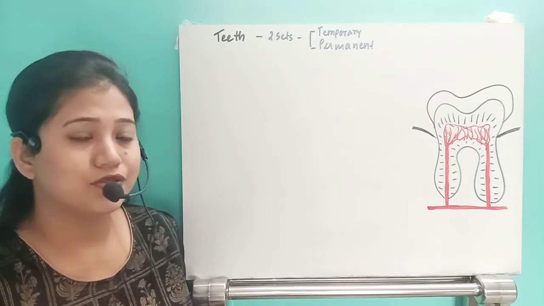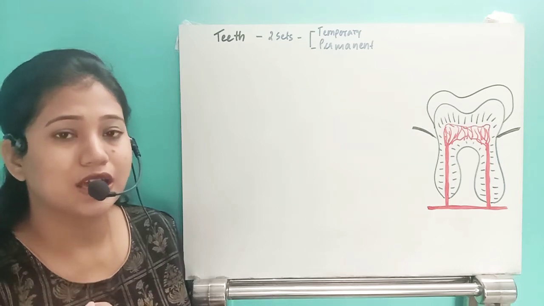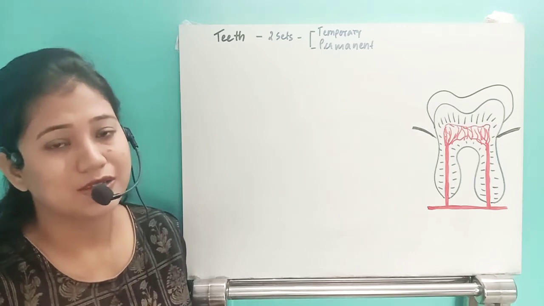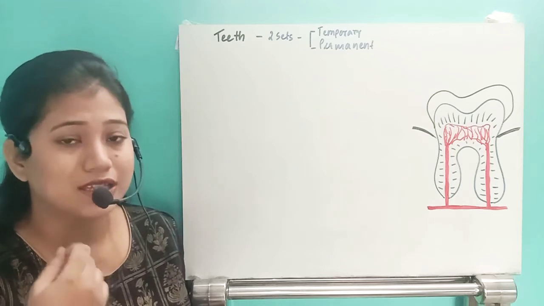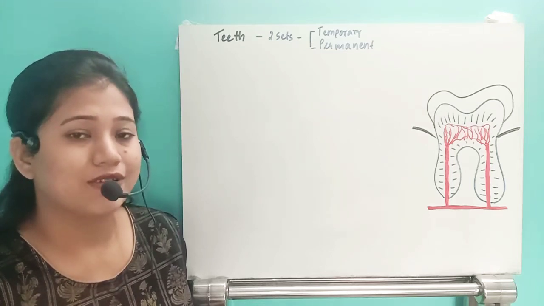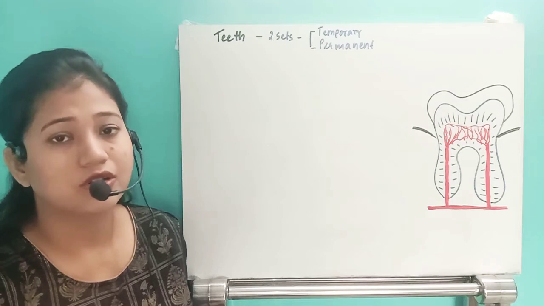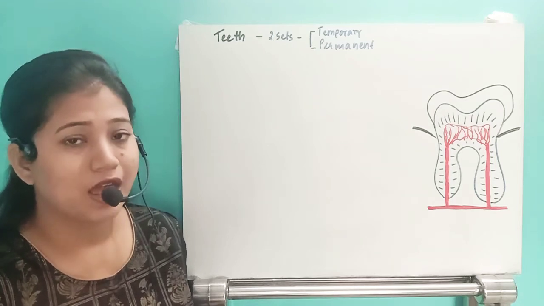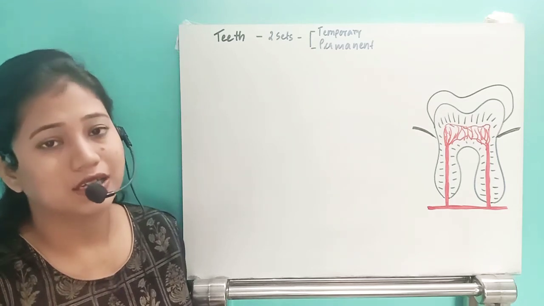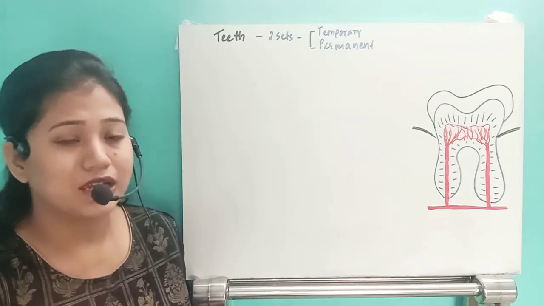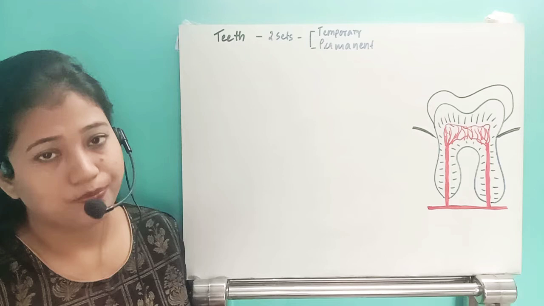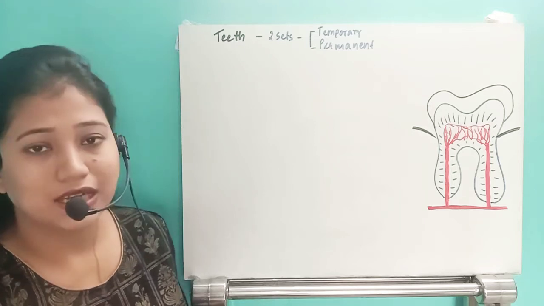Next thing, we have to see that in between the teeth and the lip we have a space, and that space is called the vestibule. The tongue is attached to the floor of the buccal cavity by one ligamentous structure that is known as the frenulum, and posteriorly the tongue is attached to the hyoid bone. So in this video we will see the teeth.